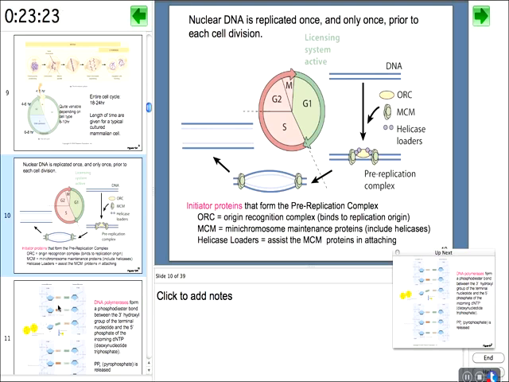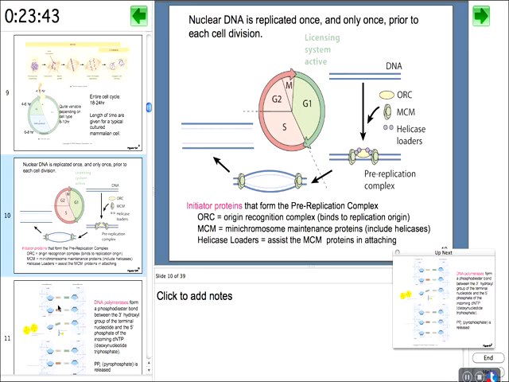Never occurred to me. That's kind of amusing, like license to drive. It's licensed to replicate. So it gets licensed to go through this replication process. And what happens is a number of proteins are going to come together, and only when all of those proteins are present together on the ORI is when replication can start.